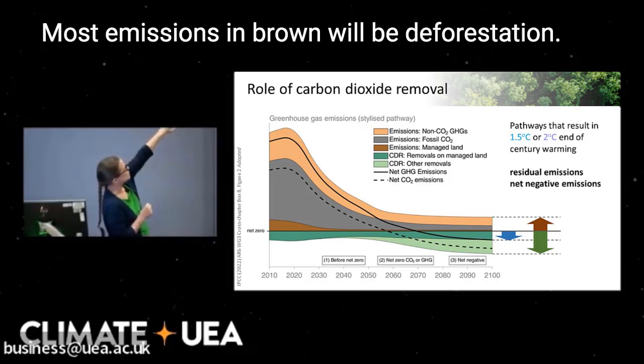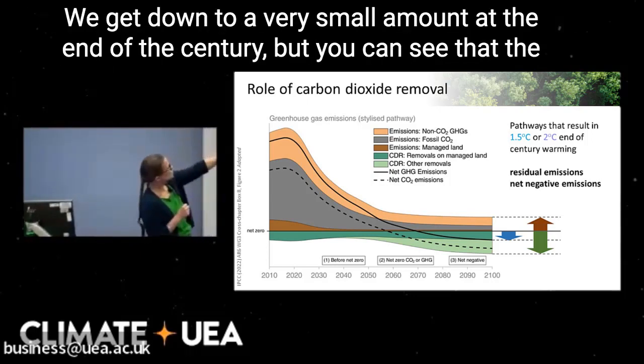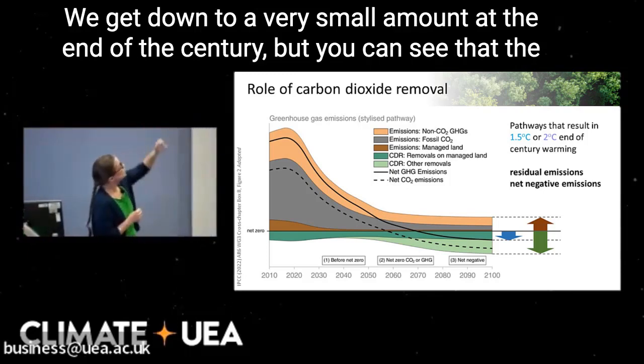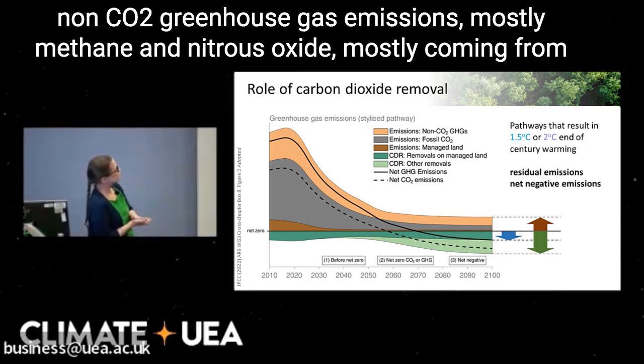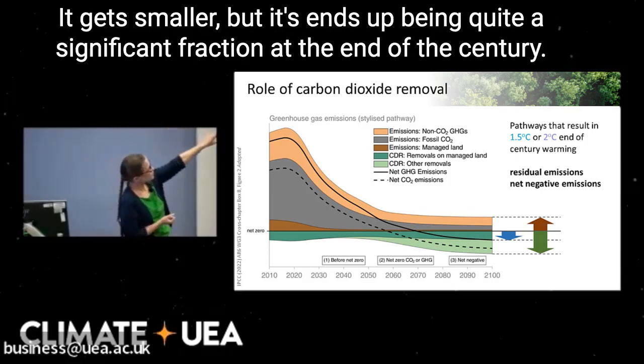Most emissions in brown will be deforestation. You can see our fossil fuel use. The way we mostly get to net zero is to stop burning the fossil fuels. We get down to a very small amount at the end of the century. But you can see the non-CO2 greenhouse gas emissions, mostly methane and nitrous oxide, mostly coming from agriculture, from fertilizer use, and from livestock. It gets smaller, but it ends up being quite a significant fraction at the end of the century.